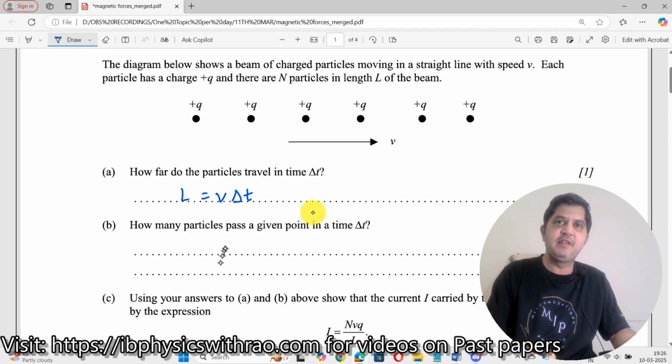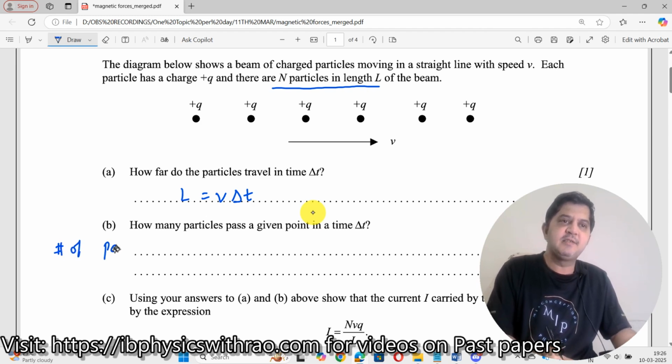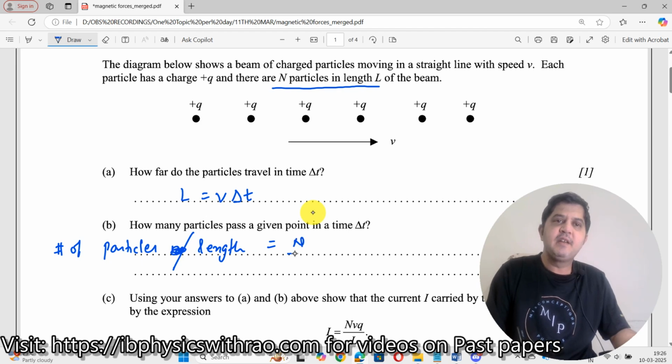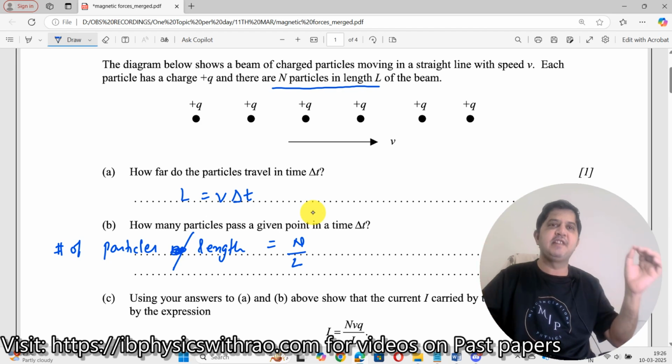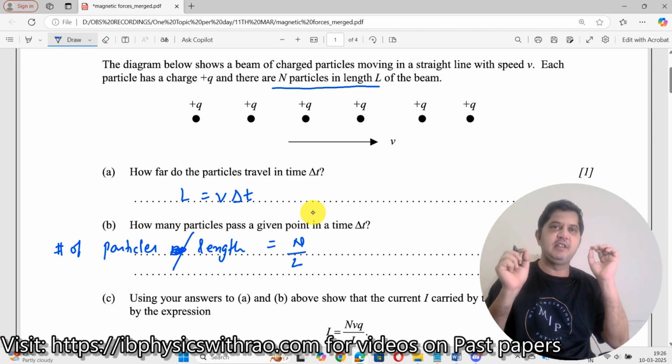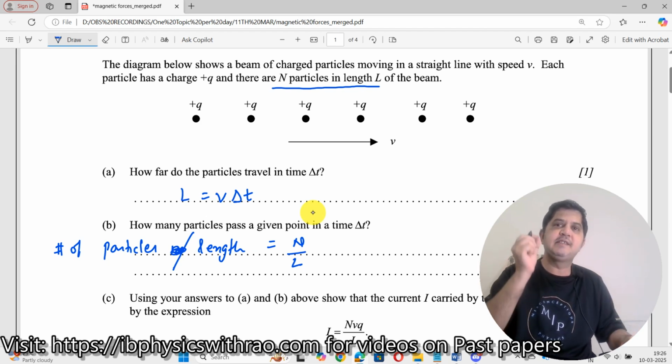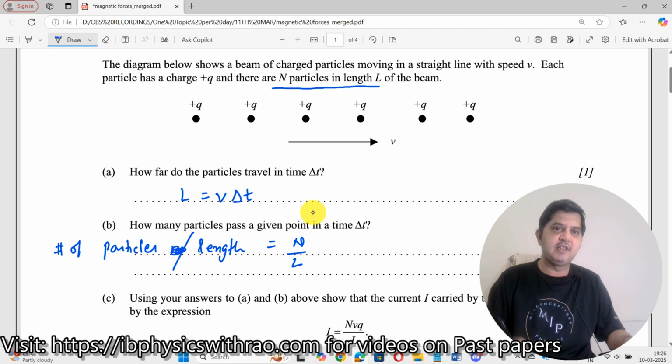So towards it, he says there are n particles in length L. That means I can now write the number of particles per unit length is equal to n divided by L. Let us say the length is around 5 centimeter, and there are 50 particles over here. Now I want to find out the number of particles in 1 centimeter. I just did 50 divided by 5 centimeter. That's what I have done over here.